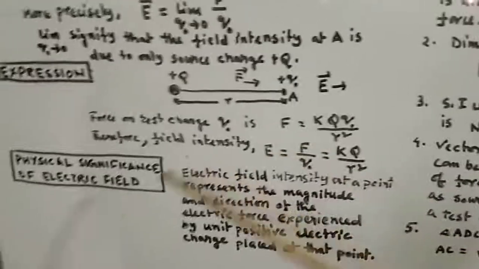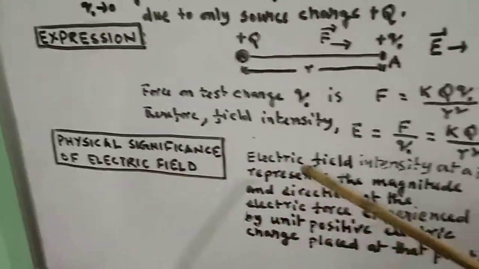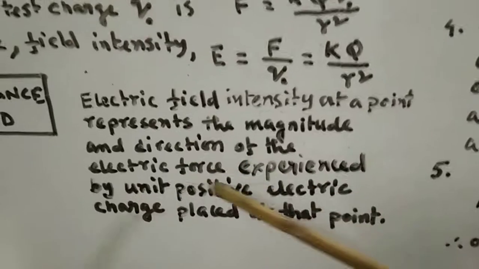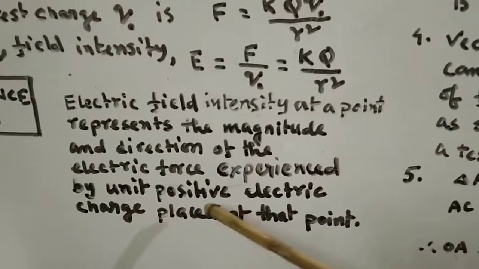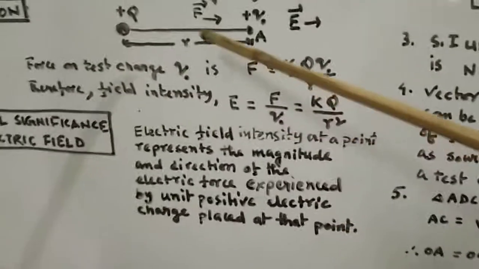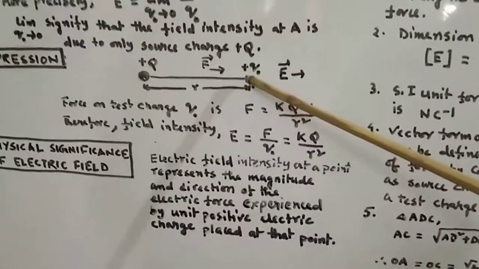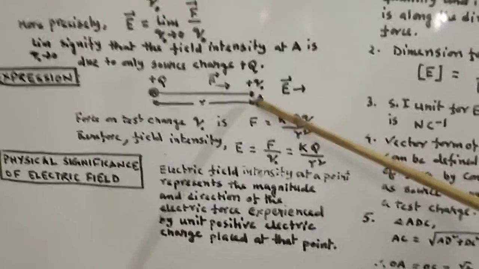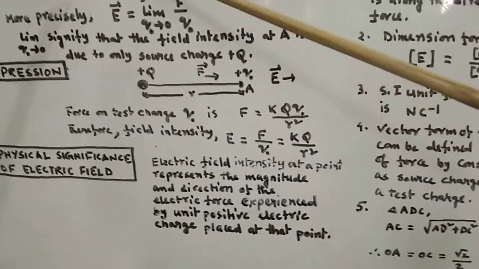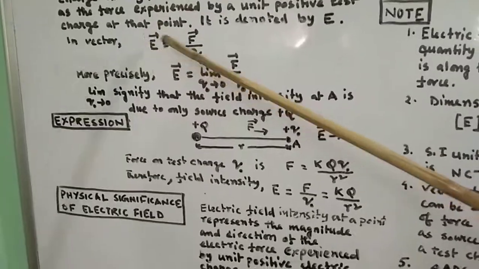Now let me go for the physical significance of electric field. It says that electric field intensity at a point represents the magnitude and direction of the electric force experienced by a unit positive electric charge placed at that point. So if we place the test charge here, definitely the direction of the force can be defined. Once we can define the direction of the force, then you can define the direction of the field by using this expression.